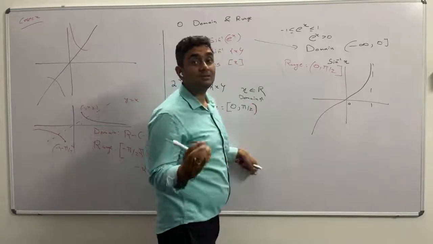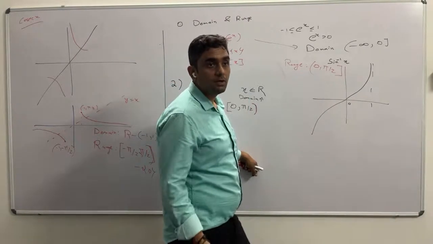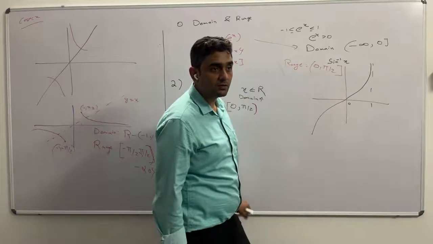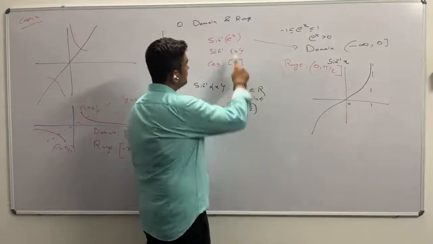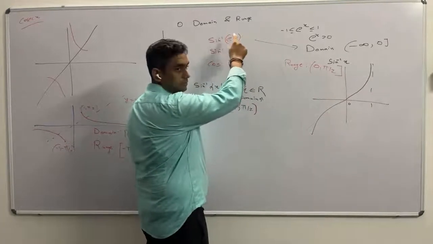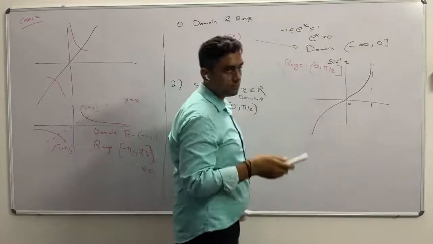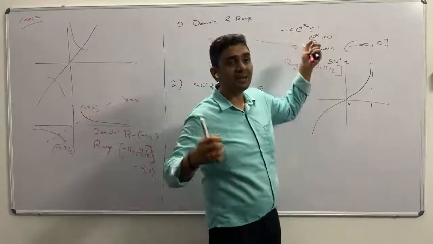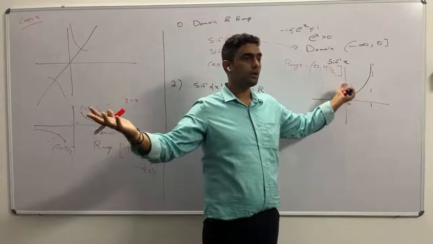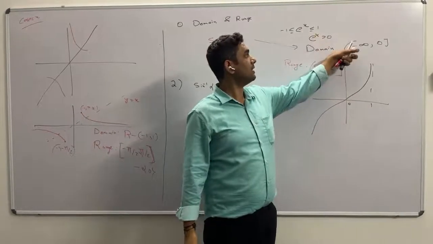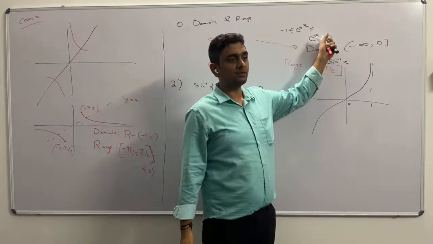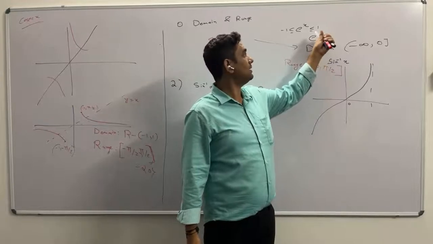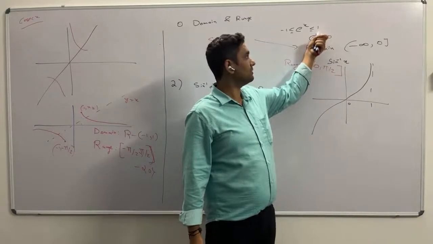Now e power x is always positive. Even if you take x as minus infinity, it's always positive. So this should go from minus 1 to 1, e power x. It should go from minus 1 to 1, but it will never even take negative values. So even for all the real numbers or all the negative numbers, this is positive. The only thing is it should not be greater than 1. It should be less than 1.